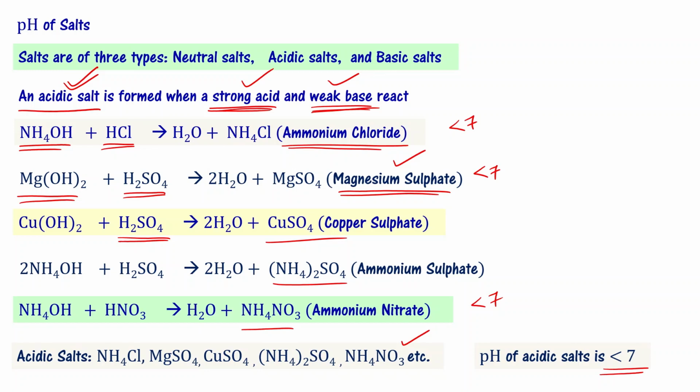If you want to know the exact pH, we have to create a solution of this and then use a pH meter to figure out exactly what the pH is. But to say whether it is an acidic salt or a basic salt, you can simply go by this rule. When a strong acid reacts with a weak base, you get a salt that is acidic in nature, and its pH is going to be less than 7. Okay?